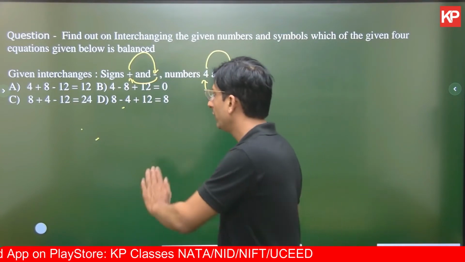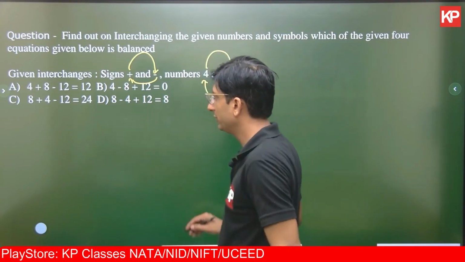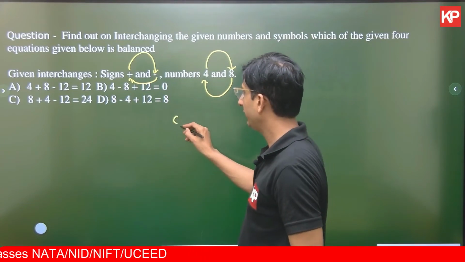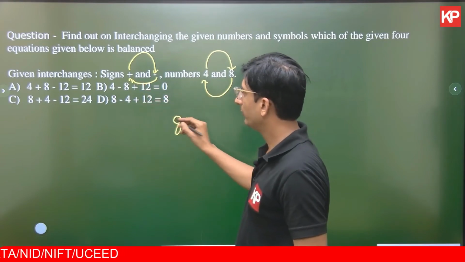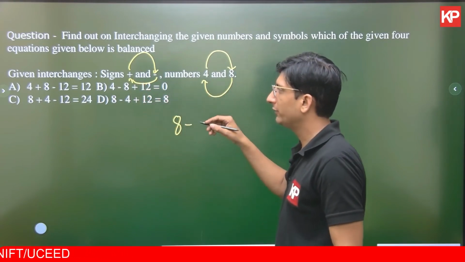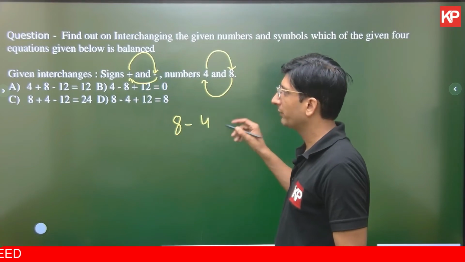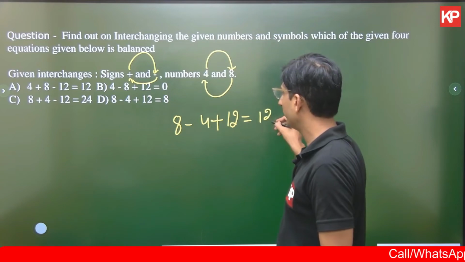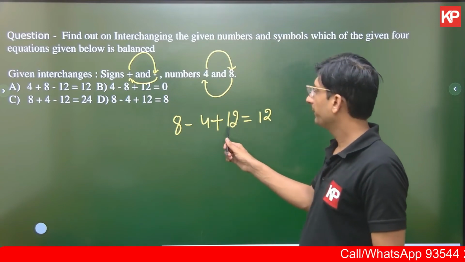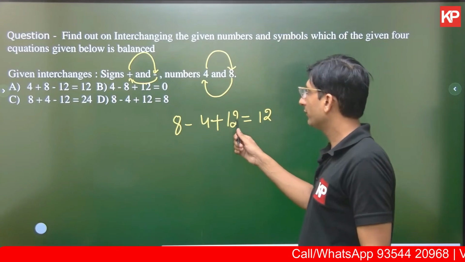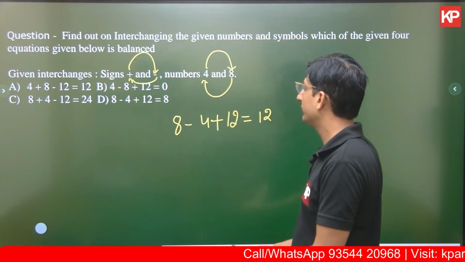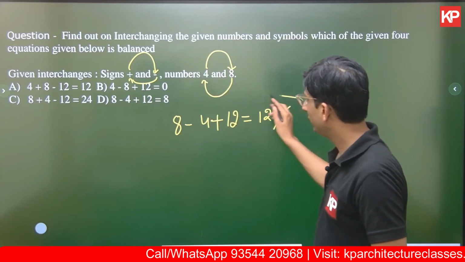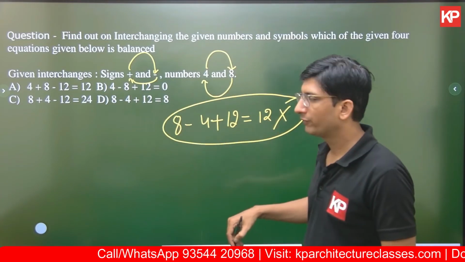Still we have to solve all the given four equations. So let's try. At the place of 4 I have to write 8. At the place of plus we have to write minus. At the place of 8 again we have to write 4. Just remember, at the place of minus it will be plus. 12 is equal to 12. This was our first equation. So this is again minus 4 plus 12 and plus 8. So 12 plus 8 is 20. 20 minus 4 is 16. So 16 is not equal to 12. So that is not the correct equation.